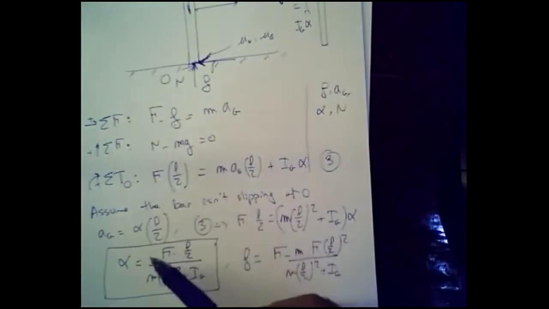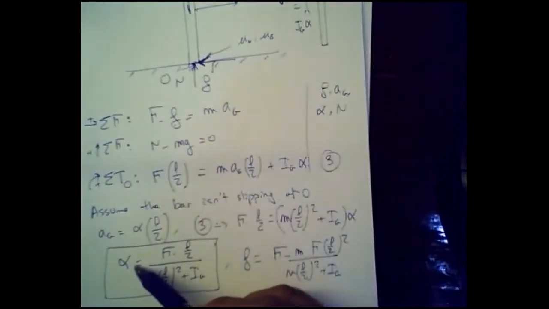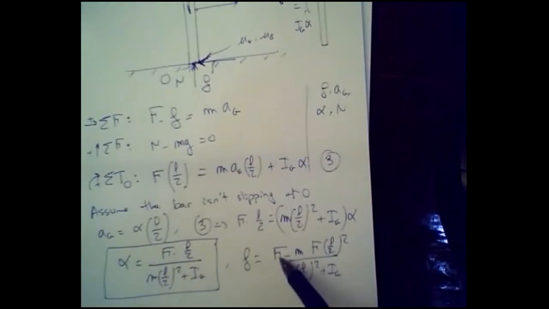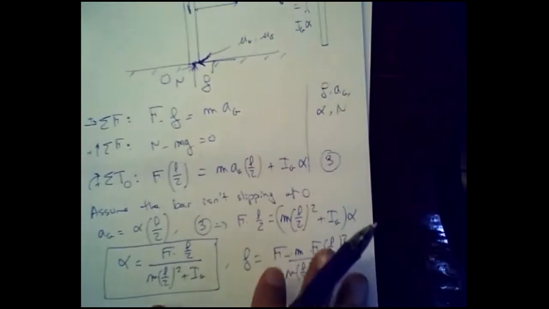And I know AG is related to alpha simply by multiplying alpha by L over 2. So I'm going to F minus MAG, which is M alpha times L over 2. So L over 2, I'm going to basically put a square on that. So I got the friction force. Does it make sense, guys, how we got here?